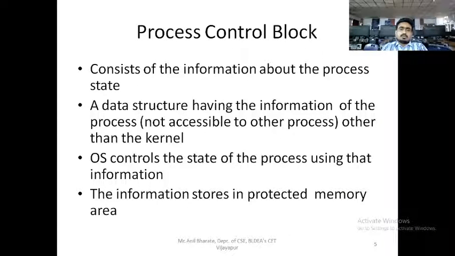Next comes the process control block, one of the important parts. It consists of information about the process state, under which state the process is executing. It is a data structure having the information of the process, not accessible to any process other than the kernel. The OS controls the state of the process using that information. The information is stored in protected memory.